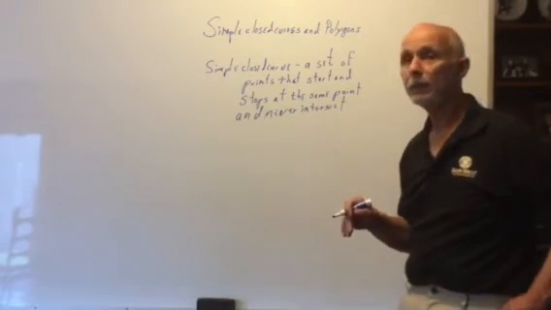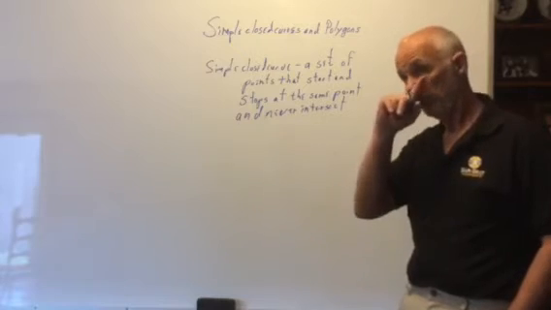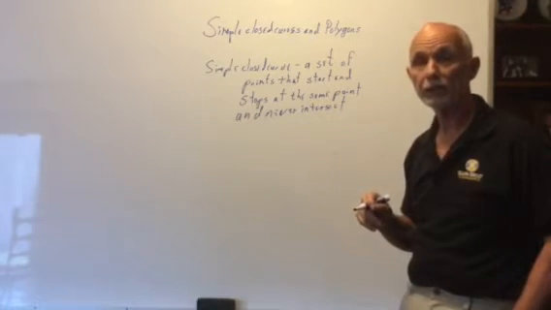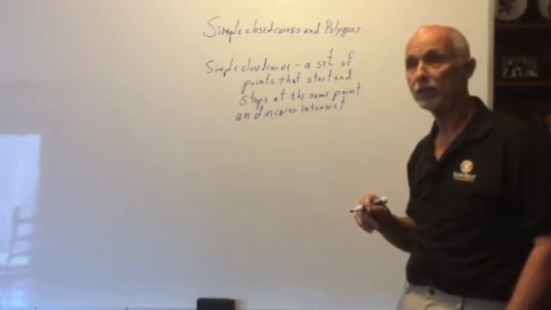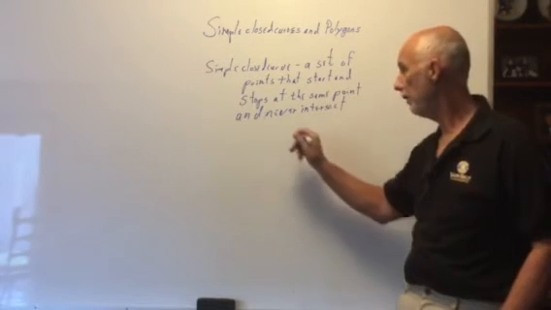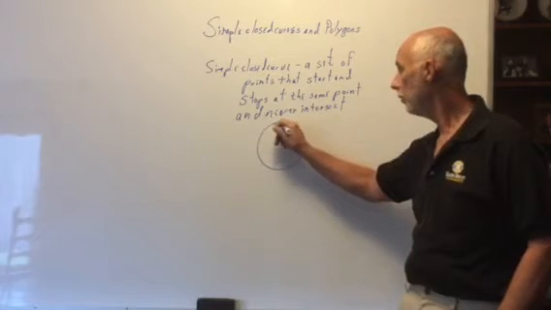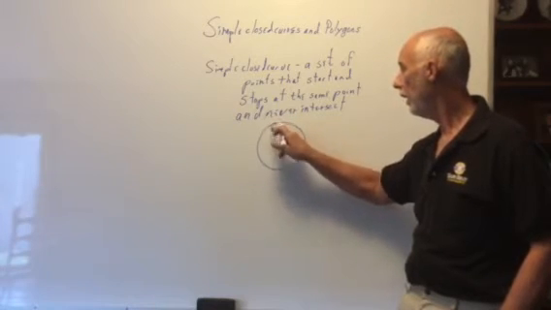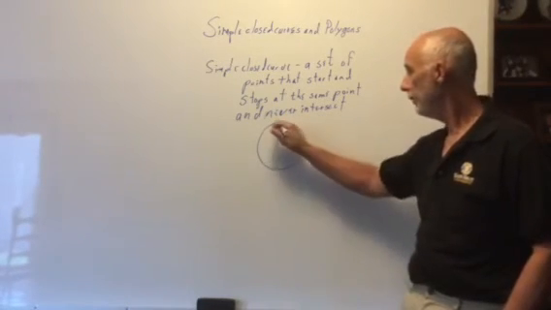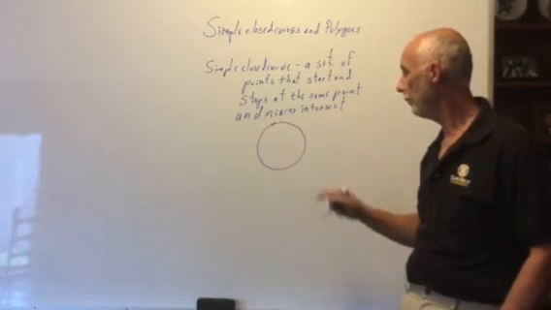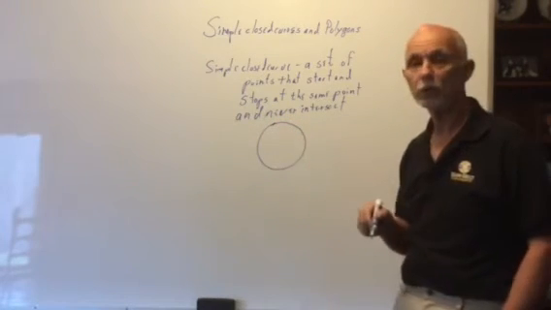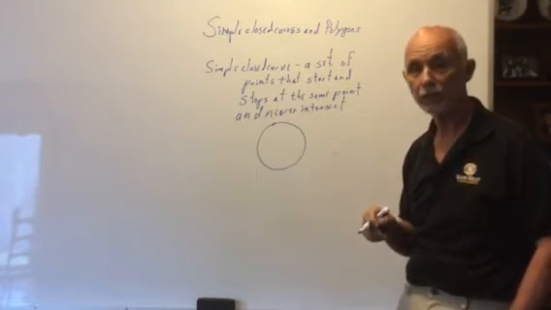And if you were to think about a figure that starts and stops at the same point, never intersects, the one that comes to most people's minds first is a circle. And a circle is a simple closed curve because it does start and stop at the same point, and it never crosses over or intersects with itself.